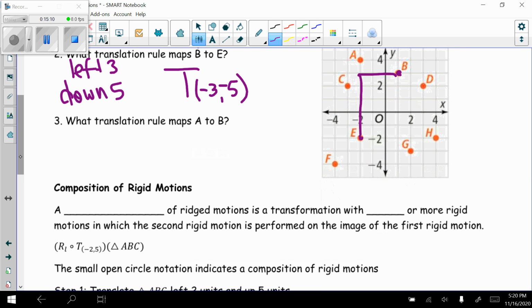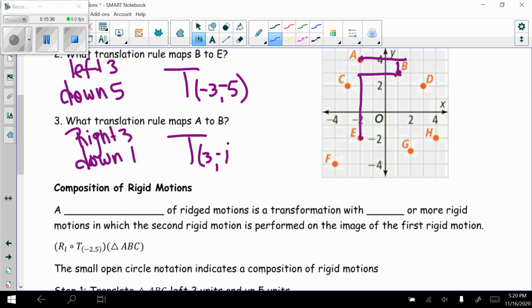Now, same set over here. What translation rule maps A to B? So from A to B, I notice I'm going to the right. So right 1, 2, 3. So I go right 3. And then down 1. So my rule, capital T for translation, I went right 3, so that's positive 3, down 1, minus 1. There's my rule.